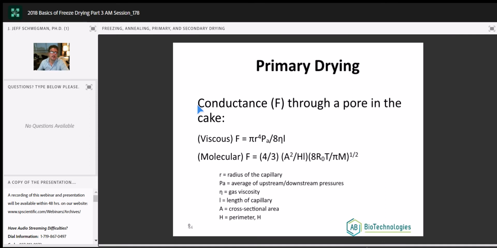Conductance through a pore in the cake. So how easy, conductance F, or 1 over resistance, how easy is it to get a water molecule through the pore in the cake? If we're under viscous flow, again, a lot of molecules. The conductance, I'm not going to say too much about it other than focus on, again, the pressure, obviously, the radius. Okay, so this is the radius of the pore we're trying to get through. And again, as I mentioned before, it's a function of the viscosity.